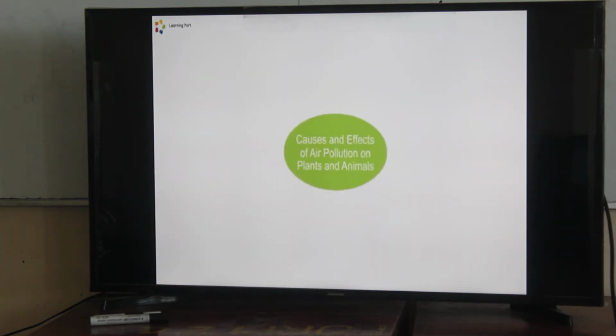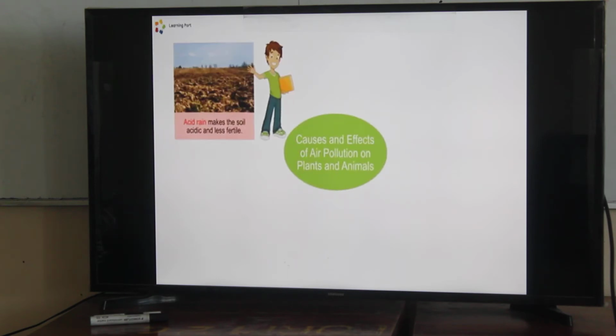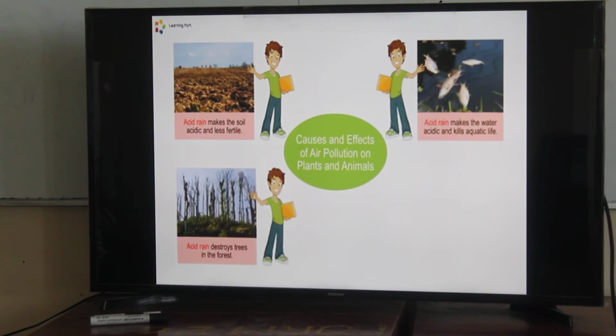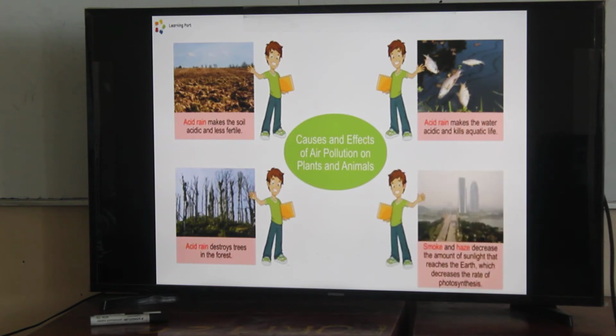Let's look at some of the causes and effects of air pollution on plants and animals. Acid rain makes the soil acidic and less fertile. Acid rain makes the water acidic and kills aquatic life. Acid rain also destroys trees in the forest. Smoke and haze decrease the amount of sunlight that reaches the earth, which decreases the rate of photosynthesis.